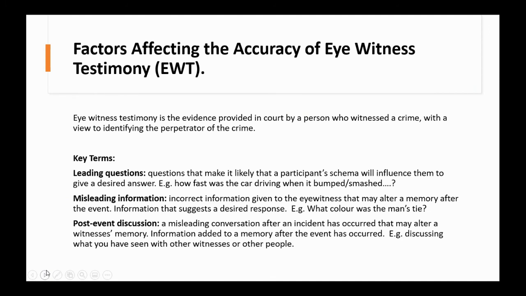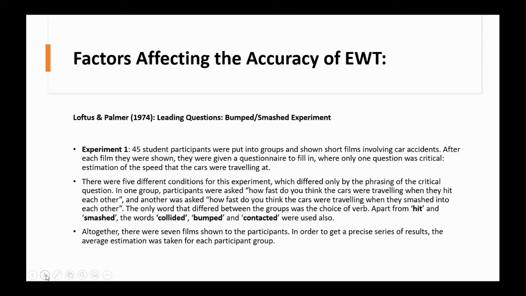Now, this is relevant in terms of eyewitness testimony. So we need to look at eyewitness testimony, and what can affect people's eyewitness testimony. Some key terms here: leading questions, so questions that make it likely that someone might change their answer in a certain situation. Misleading information, so giving incorrect information that might change people's responses. And then post-event discussion, so talking to someone after an event that again might change your memory. All of these can be linked to schemas and how our schemas can affect our recall.